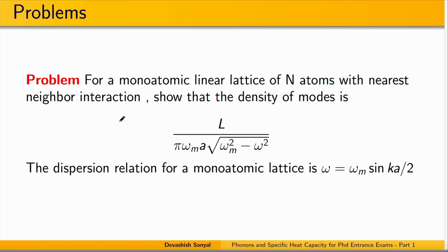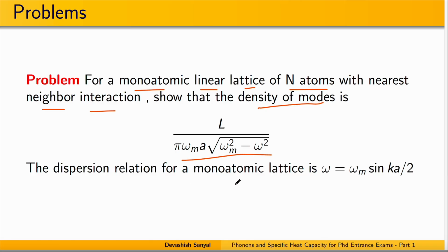We go to the next problem. The next problem is for a monoatomic linear lattice of N atoms. Again, this is a linear lattice, one dimensional, of N atoms with nearest neighbor interaction. Show the density of modes is given by this: L is the size of the lattice, pi omega_m a, square root of omega_m square minus omega square.